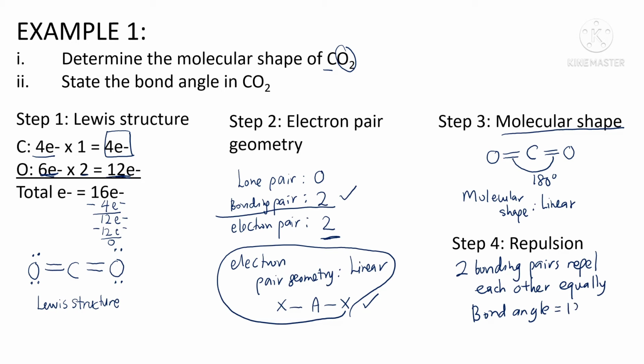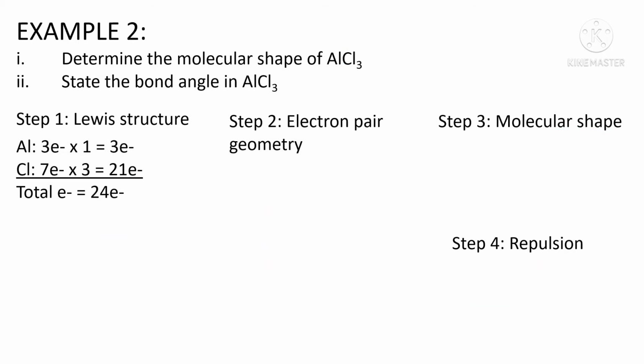of 180 degrees. In example 2, we want to determine the molecular shape of aluminum chloride and then state the bond angle in aluminum chloride. Again, to do this, 4 steps to follow through. Step number 1, we draw the Lewis structure for aluminum chloride.